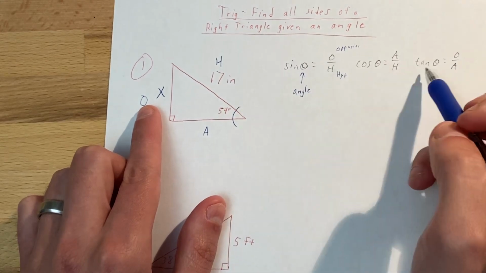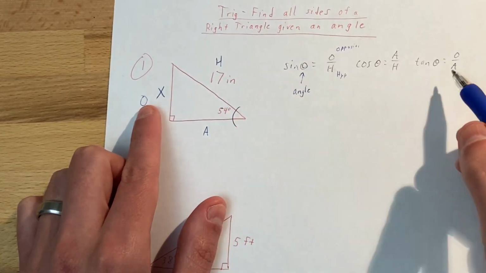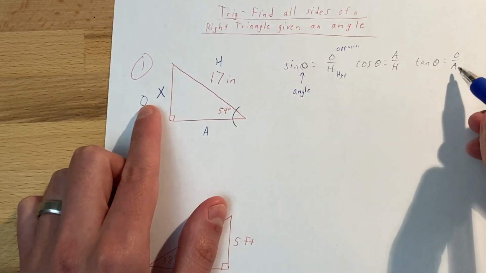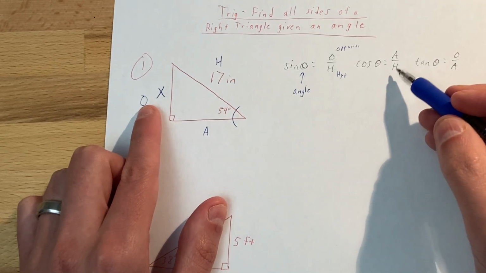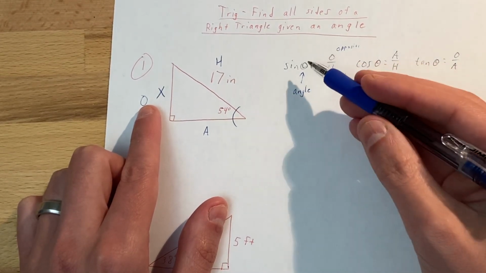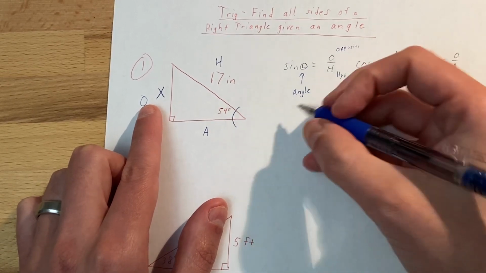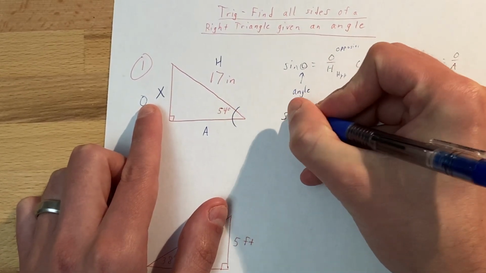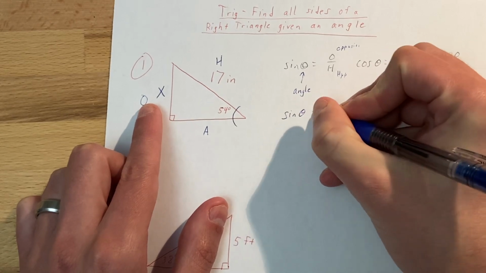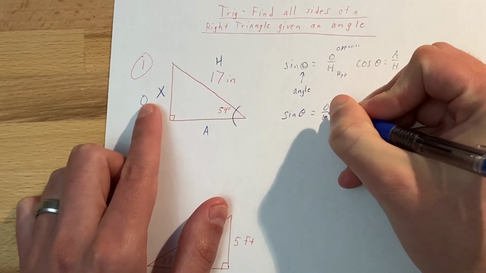Which of these three things has the opposite and the hypotenuse? So you look, this has the opposite but not the hypotenuse. This has hypotenuse but not the opposite. And here we are in the sweet spot. Sine uses opposite over hypotenuse. So I'll write down sine of theta equals opposite over hypotenuse.